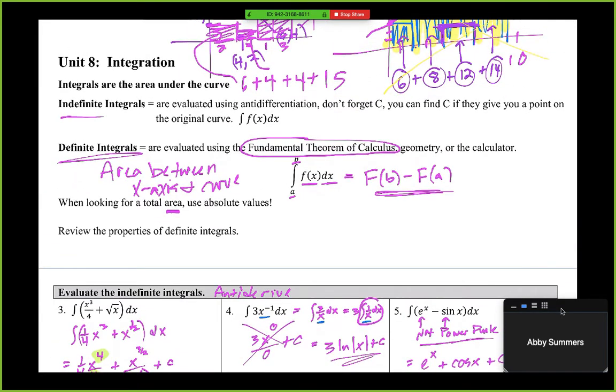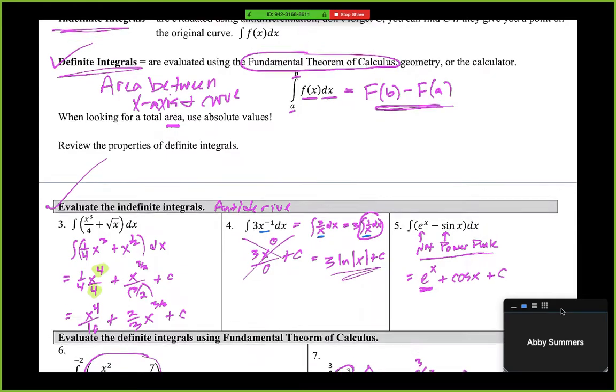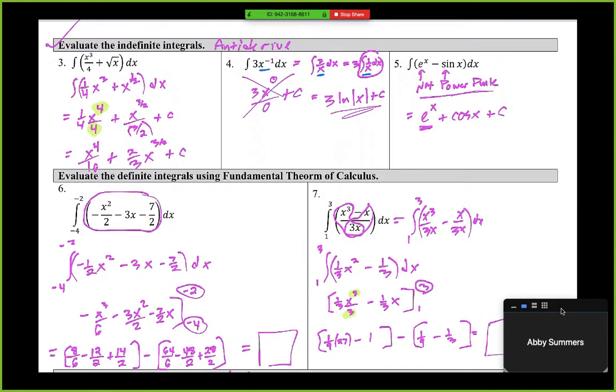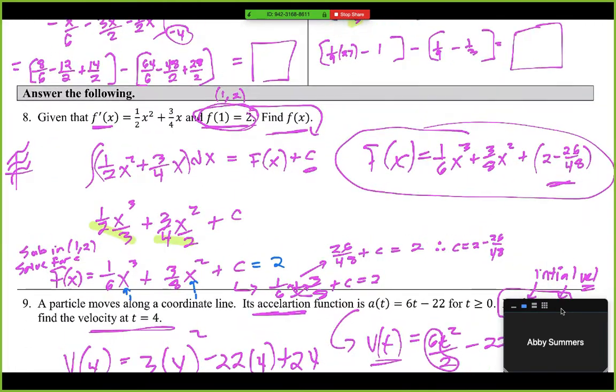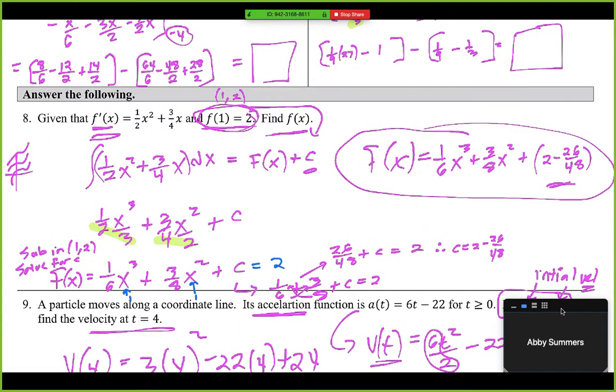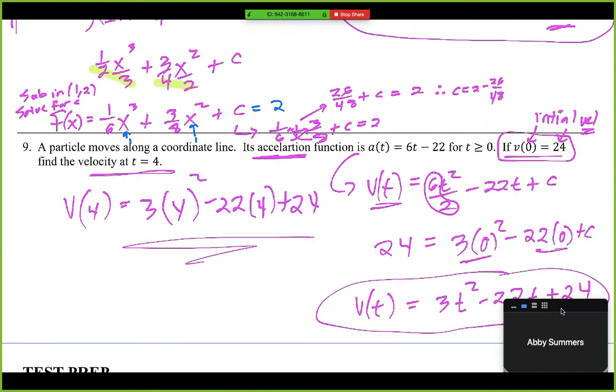Everything's here. Indefinite integral means antiderive. Got it. Check. Definite integral means find the area between the x-axis and curve. It could be negative or positive. And then it says just antideriving. If you have f prime and somebody says go find f, well, that's antideriving. You could put an integral symbol in there if you want. You don't have to. Same thing, acceleration to velocity. That's a form of antideriving.